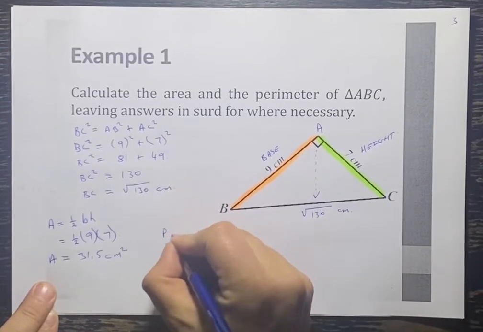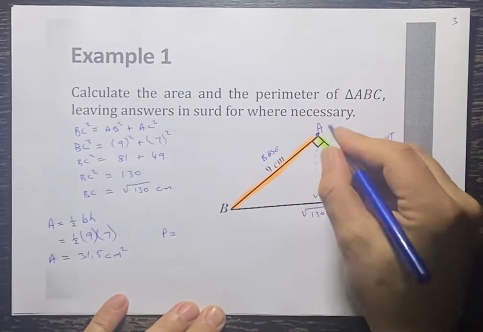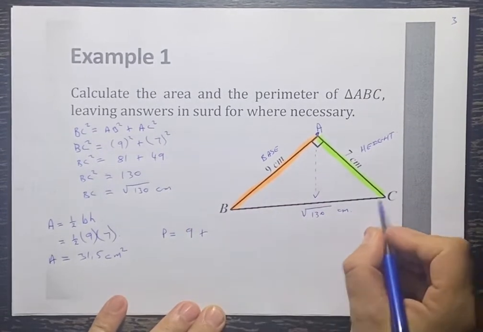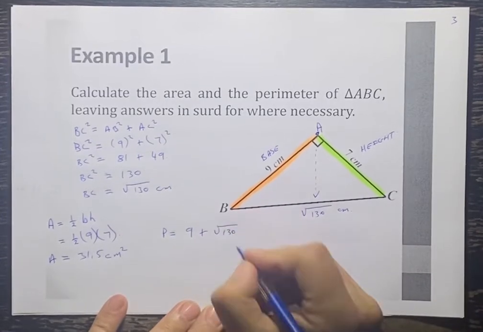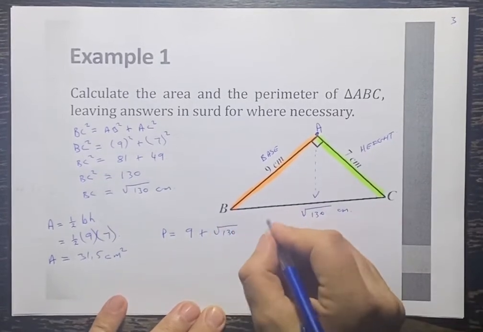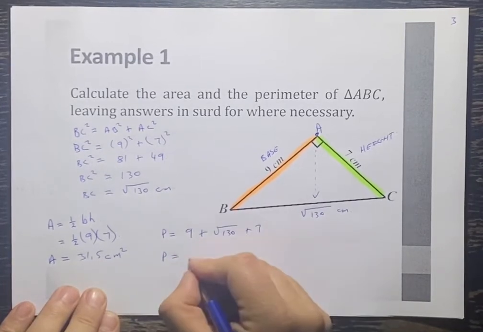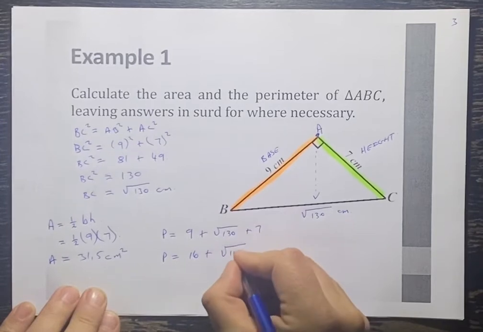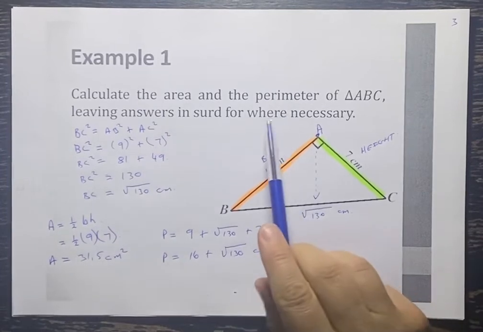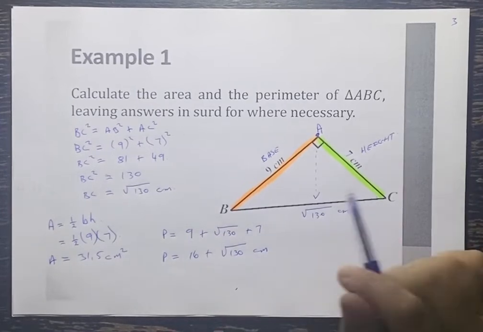Now we can work out what the perimeter is. Now remember, we just add up all the sides. So if I start walking from here and I walk down, I've walked 9 centimeters. Now I've got to walk along here and I've walked the square root of 130 centimeters. Then I've got to walk back up here, back to the start, and we've walked 7 centimeters. Okay, we can simplify this to be 16 plus the square root of 130 centimeters. Okay, I'm going to leave it like this because the question said leave the answers in surd form where necessary. And that is it for that example 1.